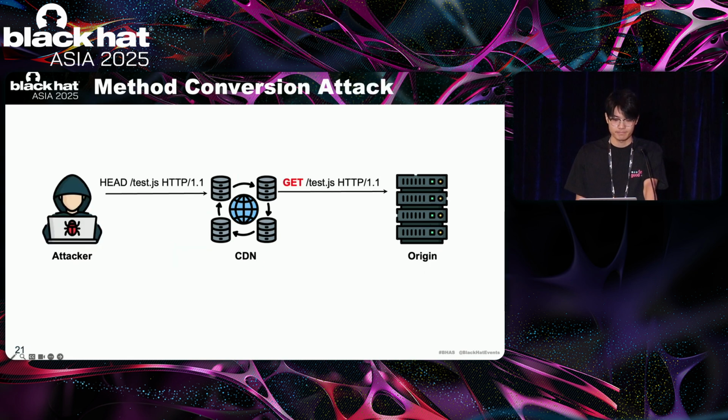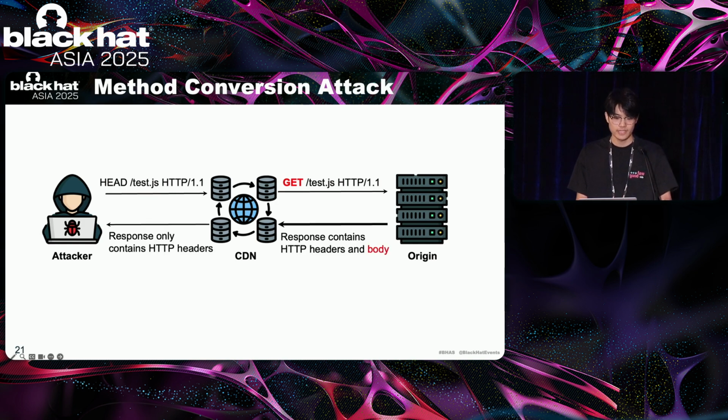Okay, it sounds great, but if we look at it more closely, there's a big problem. When the CDN doesn't have the resource cached, the HEAD request becomes a GET request, and the origin server sends back the full response, but the client still only gets the headers. So this creates an asymmetric traffic pattern: a small request on one side and a large response on the other side. If it can be abused, this behavior can be weaponized as an amplification attack.